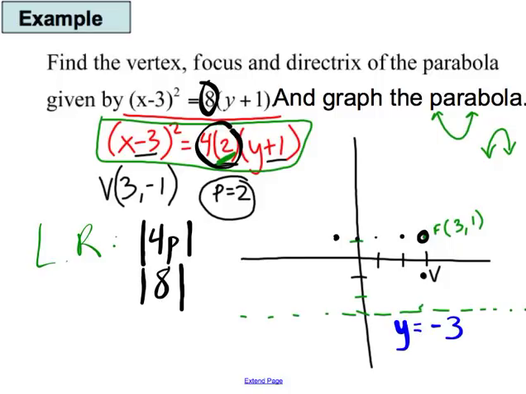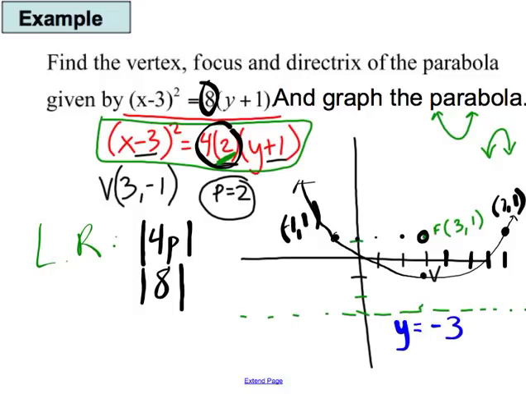So we'll go 4 to the right and we'll go 4 to the left. So these 2 points will be at, let's see, (7, 1) and (−1, 1). That's my 2 points that I can graph in order to see my sketch. So my parabola will go through those 2 points as well as the vertex. So it's a pretty wide parabola. Add some arrows and you're good to go.